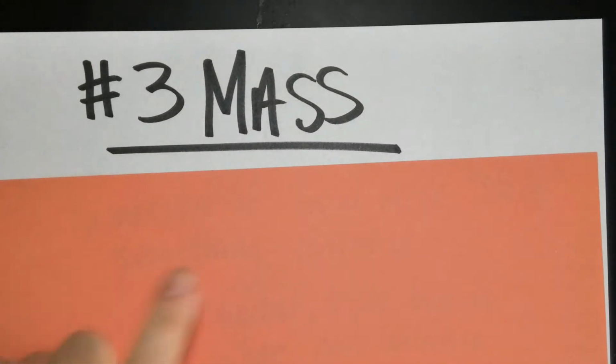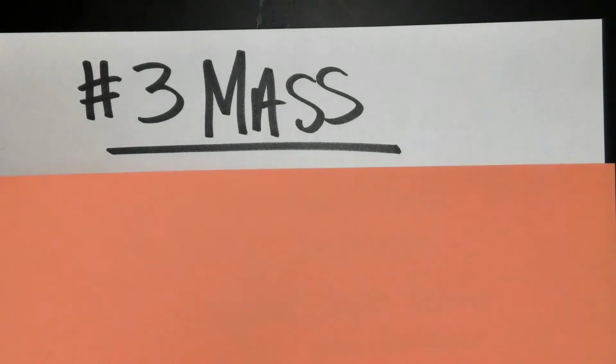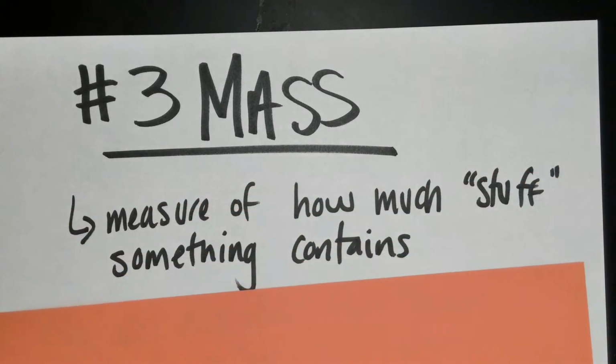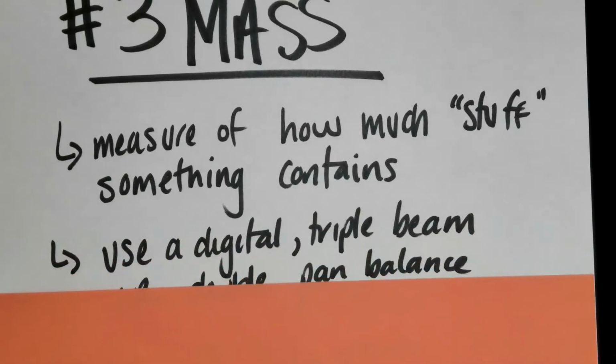Okay, so this is lecture number 3. This is about measuring mass. Mass is another quantity in this class that we will use a lot when we do lab investigation. So how can we define it? Mass basically measures how much stuff something contains. Think of how many particles something contains.